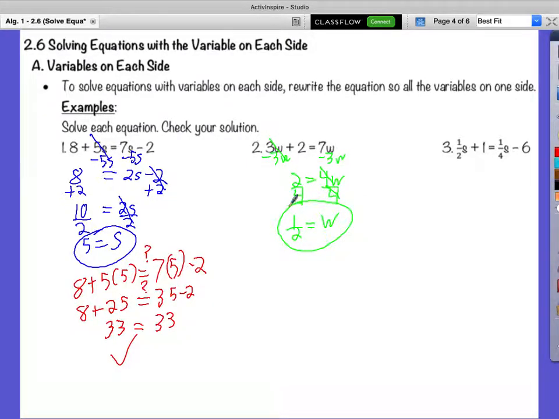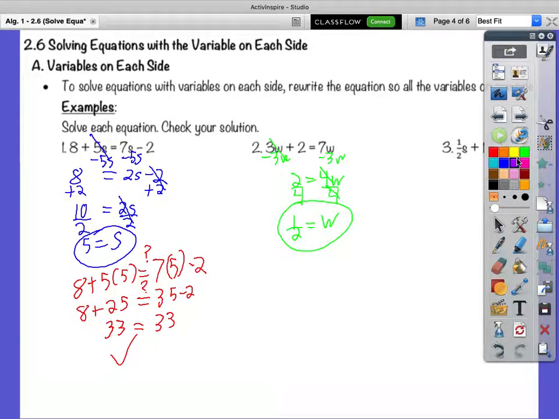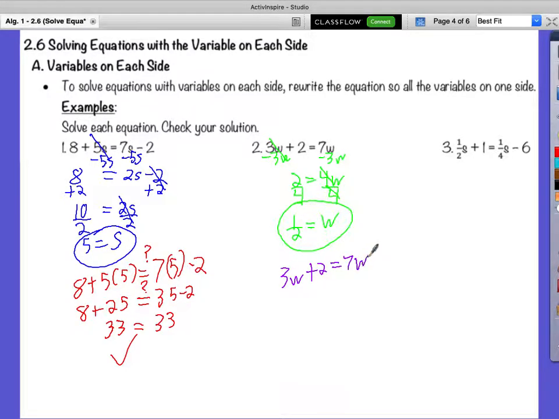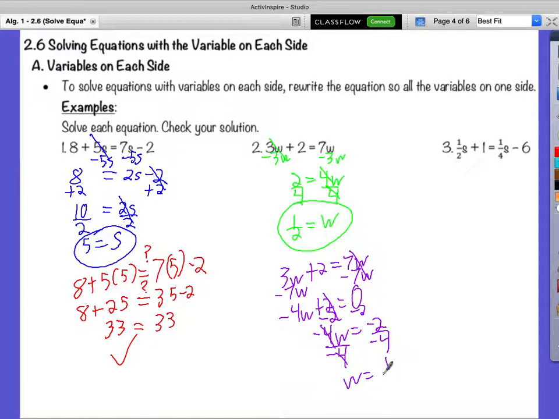Let me show you something we could have done if you wanted. Don't write this part down. 3w plus 2 is equal to 7w. If you wanted to move the 7w across, you could have by subtracting it. You'd get negative 4w plus 2 equals 0. So then you'd have to subtract 2. That looks like a lot more work. Because 0 times w is just 0. Then you're at negative 4w is equal to negative 2, dividing by negative 4, and w is equal to negative over negative, so positive 1 over 2.